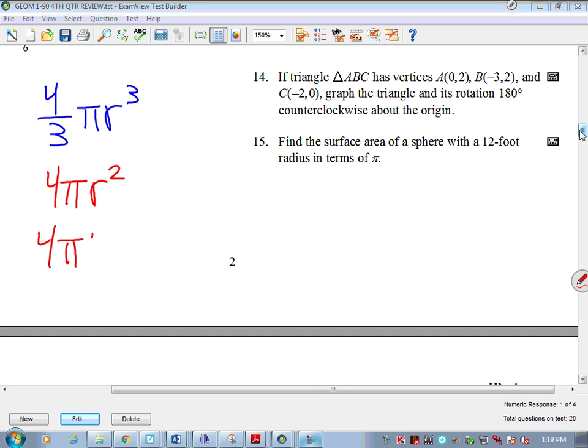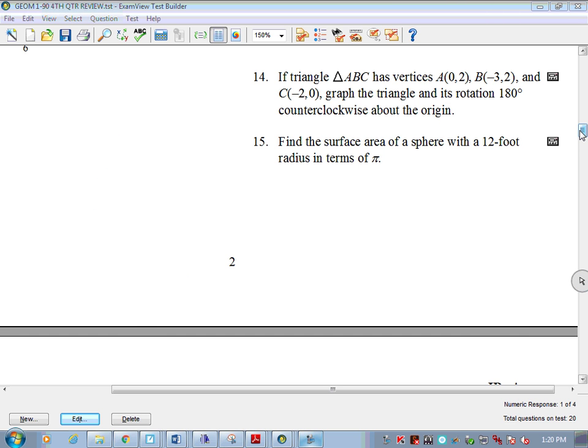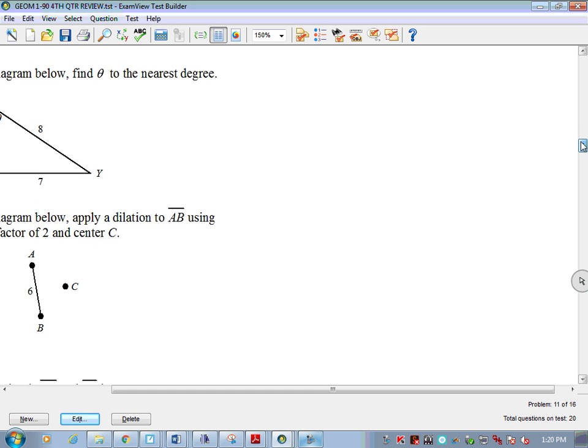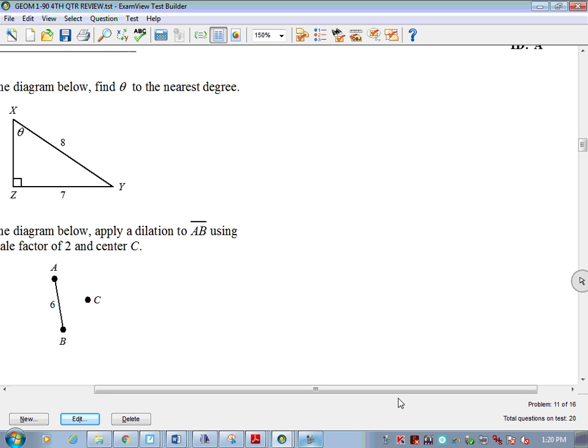4 pi 12 squared. What's 144 times 4? 576. 576 pi feet squared. But we did find the volume also, so overachievers. Kudos. Let's not blame everything on Dom. It was my fault, because I said volume.